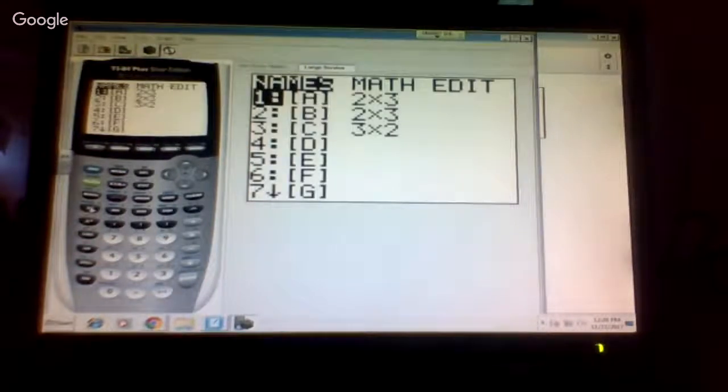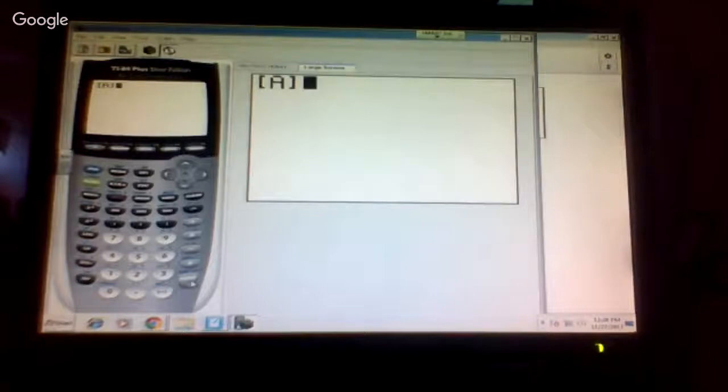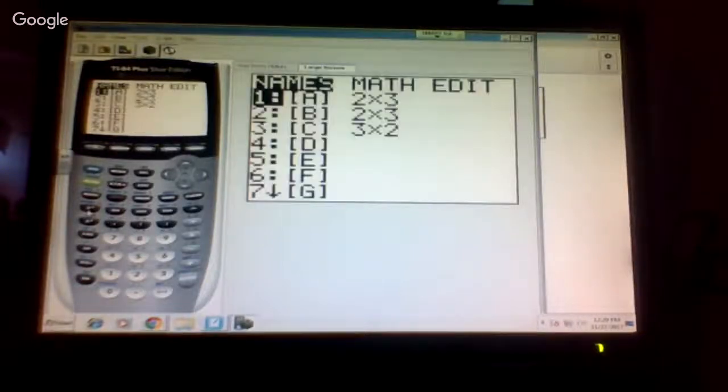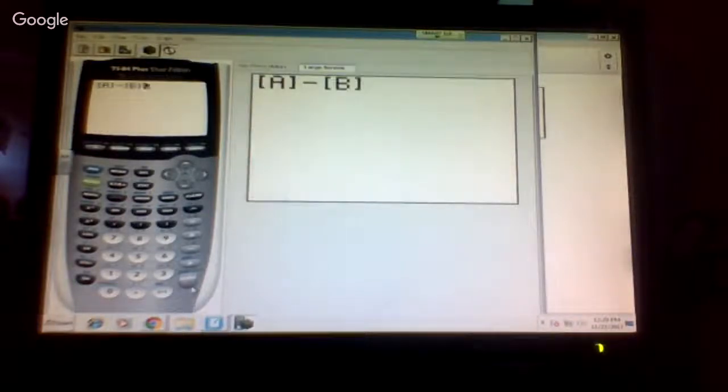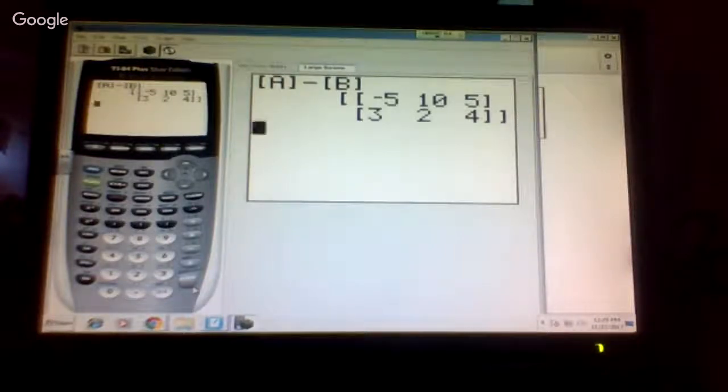So go to second matrix. You want to choose matrix A that you have entered in. And then you want to subtract. And then you want to go and choose matrix B that you have entered in. And hit enter. There's your matrix. Okay? You can do it all by hand, or you can do it this way. When we multiply tomorrow, you are going to want to do it this way. All right, that was easy.